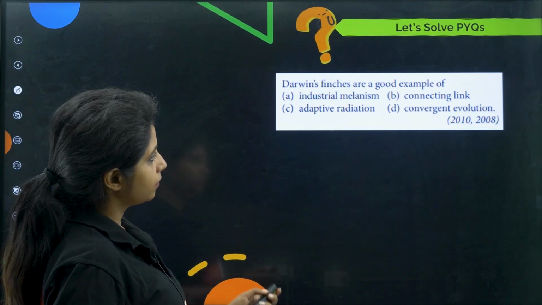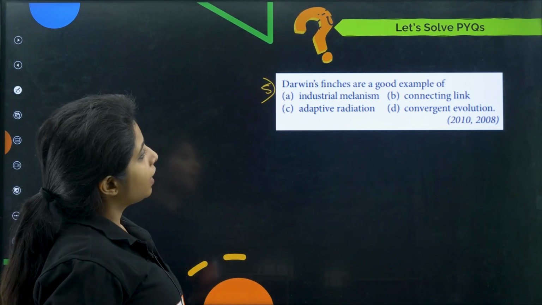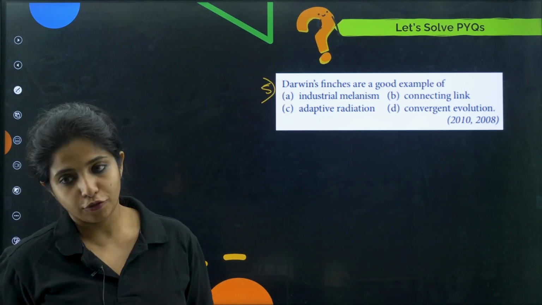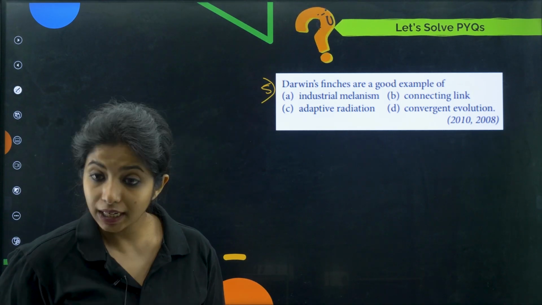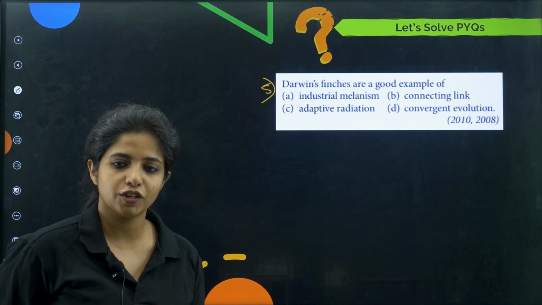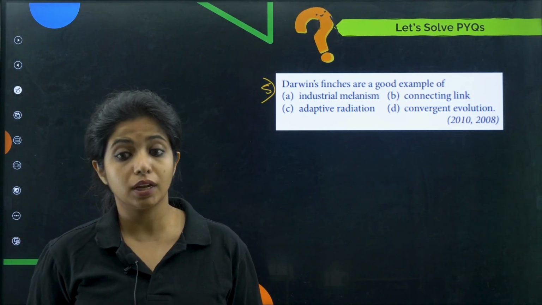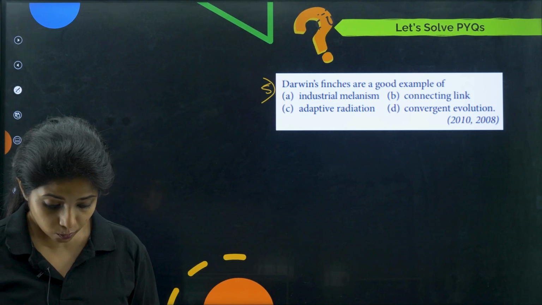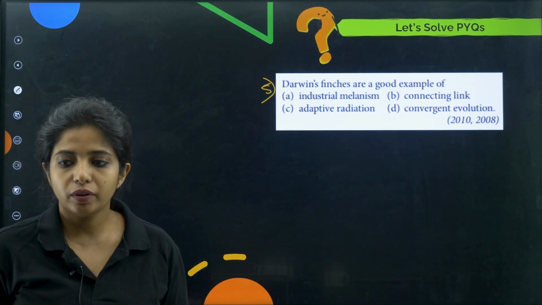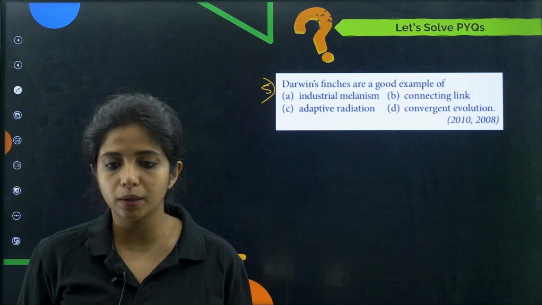Okay, going ahead, fifth question. Darwin's finches are a good example of what? Industrial melanism, connecting link, adaptive radiation, convergent evolution. It's an easy question, no? Think about it. This came twice, 2010 and 2008 also. So there are questions that are being repeated, which is why we put lots of effort into studying PYQs, because PYQs, as you know, are very important.